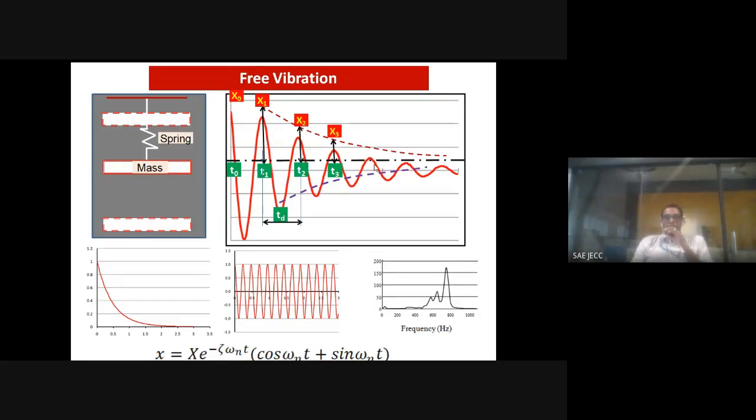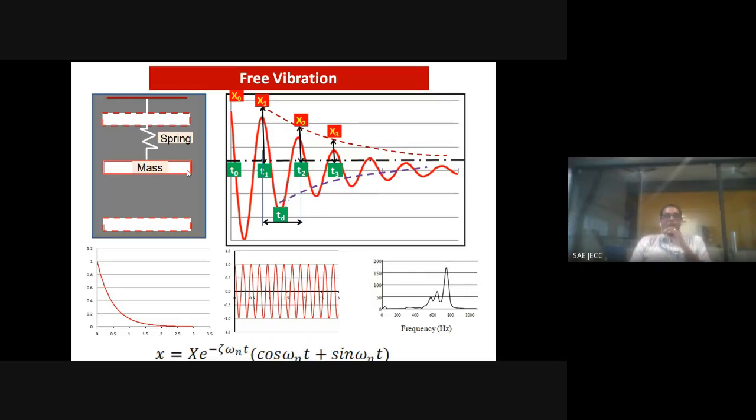But that is the time domain. Once you convert this time domain to frequency domain using signal processing methods, then you will get the natural frequency of the system. So simply convert a time domain signal into a frequency domain signal. The peaks will be there. Those peaks are the representation of the natural frequency of the system once you do the free vibration.